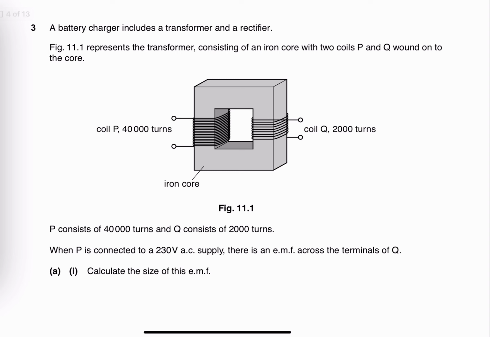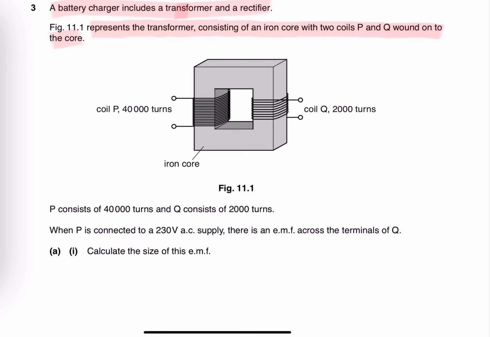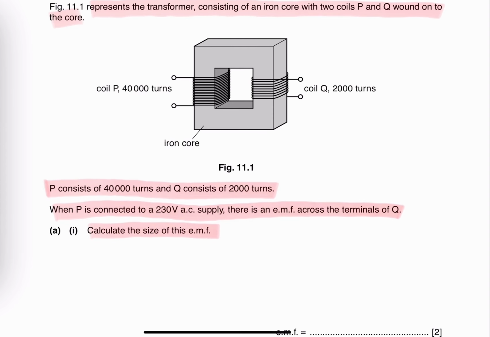In the next question, a battery charger includes a transformer and a rectifier. The transformer consists of an iron core with 2 coils P and Q on the core. P consists of 40,000 turns and Q consists of 2,000 turns, where P is connected to a 230 volt AC supply. There is an EMF across the terminals of Q. You have to calculate the size of this EMF.